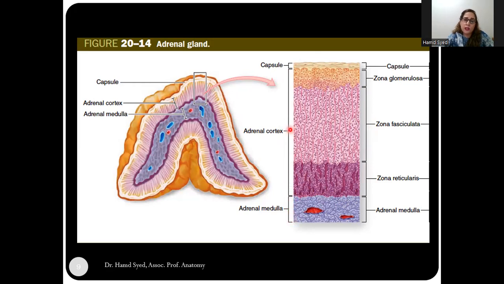The adrenal cortex itself further consists of 3 zones of cells: the outermost zona glomerulosa, the middle one, which is the largest zone of the adrenal cortex, is zona fasciculata, and then the innermost is the zona reticularis. So these 3 zones, zona glomerulosa, fasciculata, and reticularis, are the parts of the adrenal cortex.